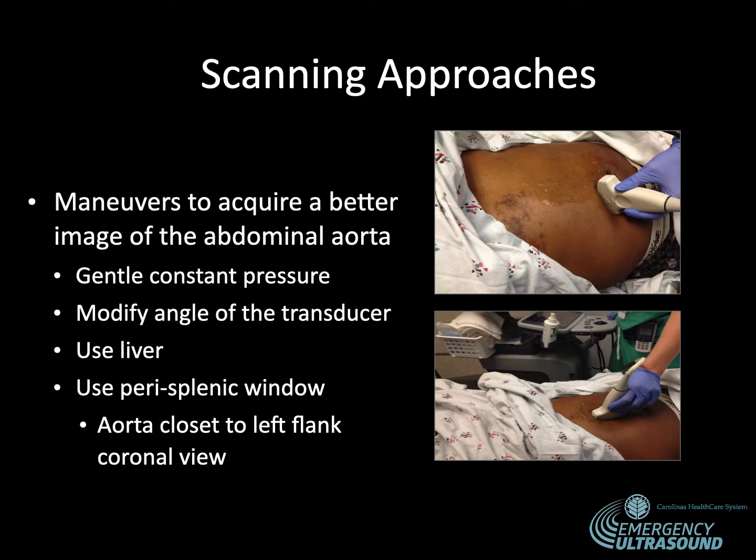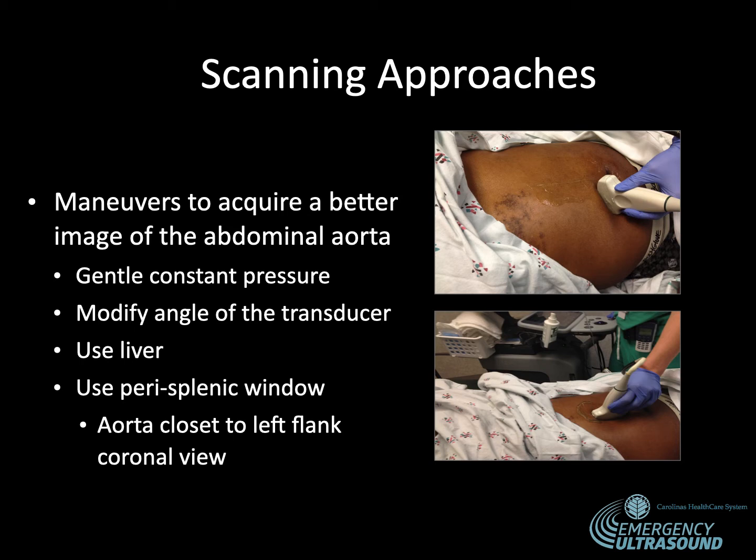So what are some scanning approaches? Here are some maneuvers that will help you get a better image of the abdominal aorta. You want to first apply gentle, constant pressure. This is going to help dispel any bowel gas or gastric air that might be obscuring your image. You can also modify the angle of the transducer, and you can use the liver or parasplenic window in order to get a better view.